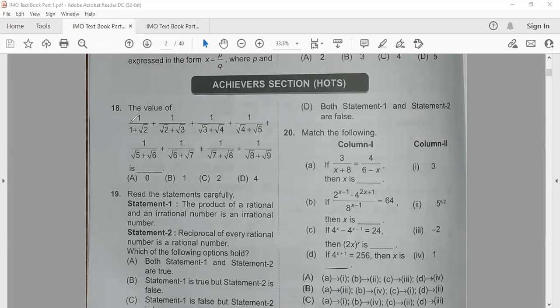This is the problem. Just take the reciprocal. First reciprocal this one, what you will get: 1 upon 1 plus root 2, multiplied by 1 minus root 2 over 1 minus root 2. So 1 minus root 2 divided by 1 minus 2, because 1 squared is 1 and root 2 squared is 2. So minus times 1 minus root 2. That means if you simplify this, you will get minus times 1 minus root 2.